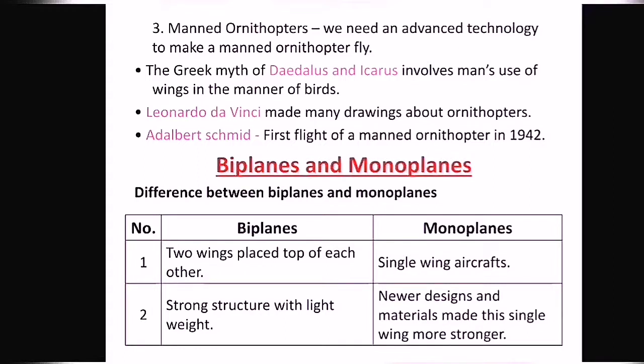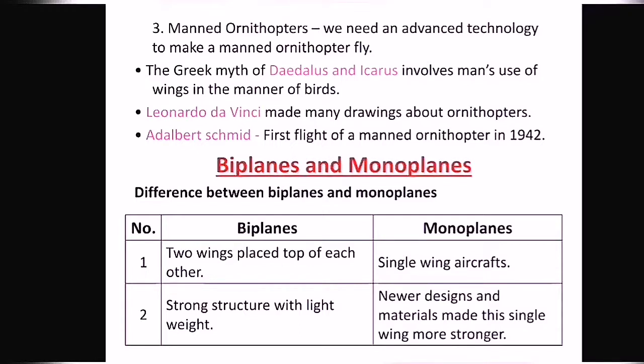First of all, aircraft having two wings are known as biplanes. But these two wings have to be placed on top of each other. Monoplanes means the planes having a single wing. That is, bi means two, mono means one, right?